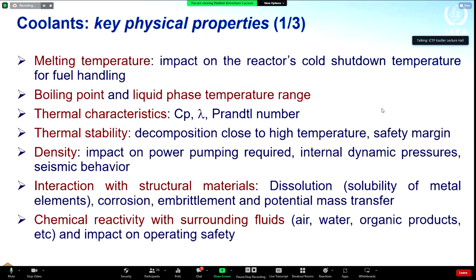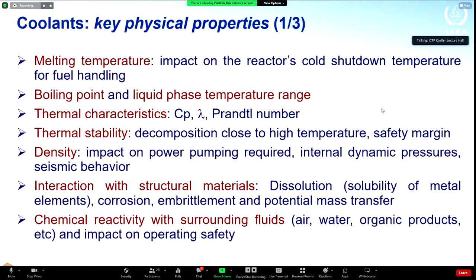Maybe I will go now a little bit to a comparison of the coolants. What are the key physical properties we expect from a coolant to be considered as a reactor coolant? Melting temperature depends on the reactor's cold shutdown temperature for fuel handling. If it's frozen, that's one thing. It's better to have a lower melting temperature, like for water, for example. Boiling point and liquid phase temperature range are also very important because we don't want the coolant to boil.